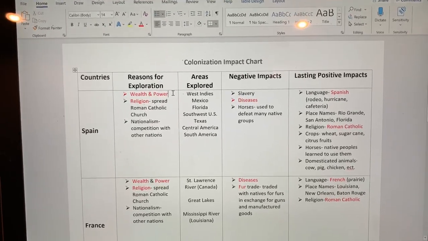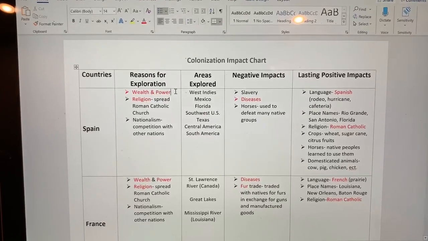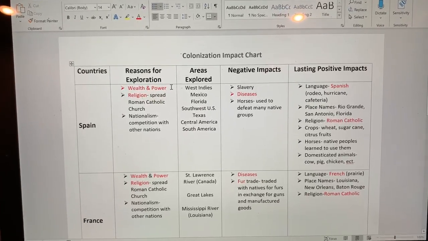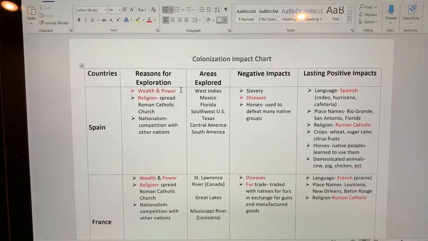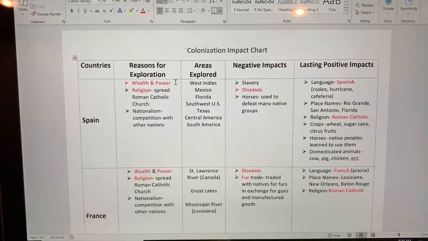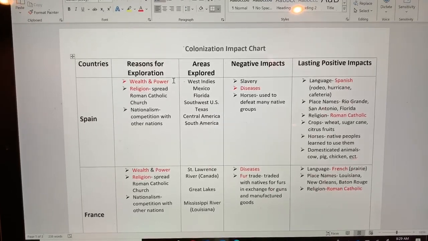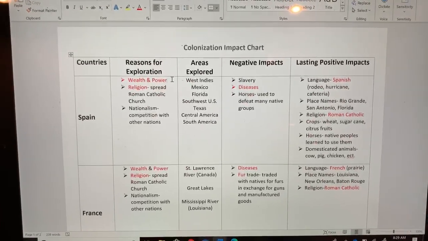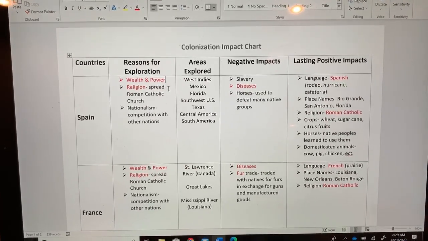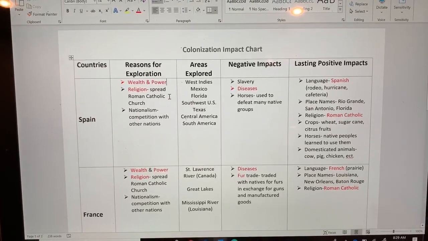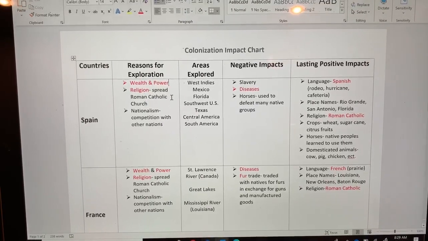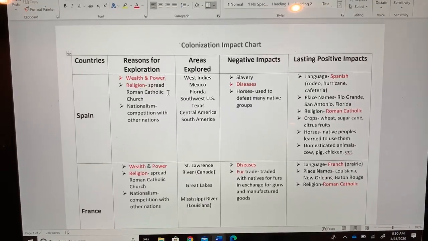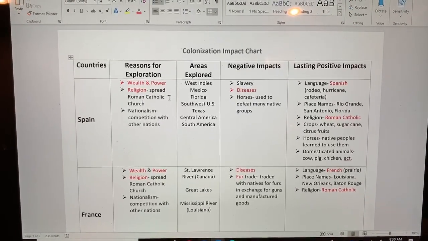And the two are related because with wealth comes power. You can buy armies, you can build better and stronger ships, you can expand your empire, you can pay more soldiers. So with wealth comes power, and that was the ultimate goal, was to gain more power in Europe. And then we have religion, and specifically for the Spanish, it's the spread of the Roman Catholic Church. They wanted to convert people to the Roman Catholic Church to have more followers of their religion.